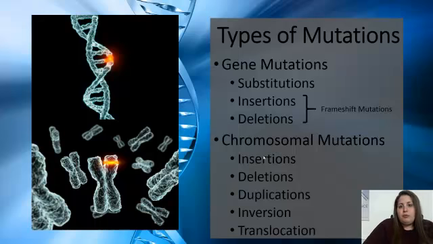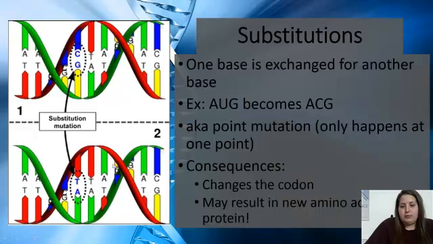So we have two main categories of mutations: gene mutations and chromosomal mutations. Our gene mutations are substitutions, insertions, and deletions. The last two are also called frame-shift mutations, and we'll talk about that. Chromosomal mutations include duplications, deletions, inversions, translocations. A lot more complicated. So basically what you have to keep straight is that gene mutations are affecting the gene. They're affecting letters or bases on the gene, where chromosomal mutations are affecting entire genes on the chromosomes.